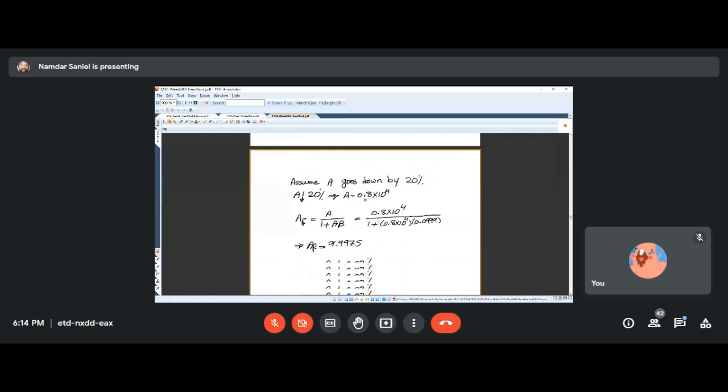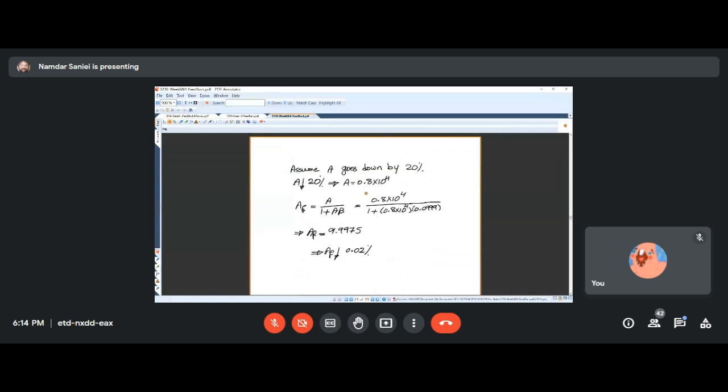And we also showed that if we change the open loop gain by 20%, the gain under feedback changes only by 0.02%. So this was an important observation and confirmation of what we had mentioned before.